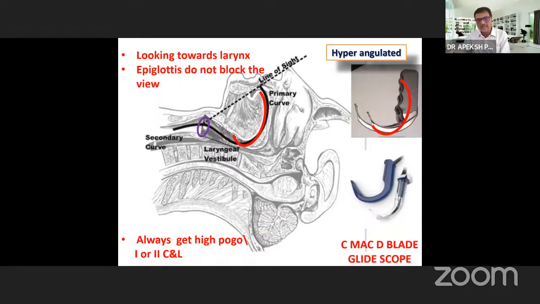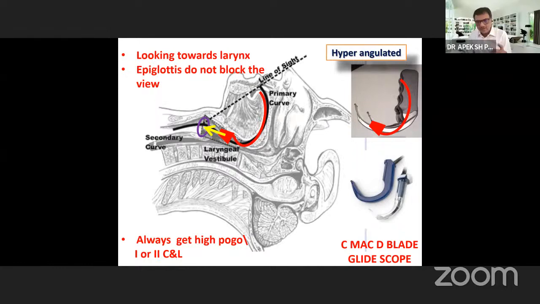hyperangulated blade, the camera is positioned when it's in situ, either with the GlideScope or the C-MAC D-Blade. The camera will be positioned much nearer to the larynx, but it's on the meeting line between the primary curve and secondary curve, and it's looking straight towards the larynx. So that is the difference between the Macintosh type of blade and the hyperangulated blade.